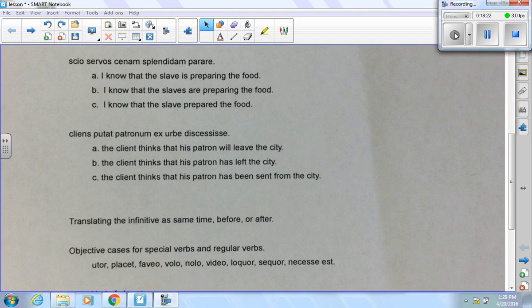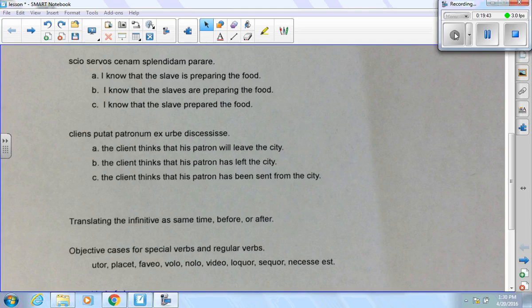In the second one, I have the clients think. Putat is in the present tense. Discessisse is in the perfect tense, has to happen before. So I know it's not going to will leave because that happens after. It has to be has left or has been sent. Well, it's active, so it's going to be has left, B.